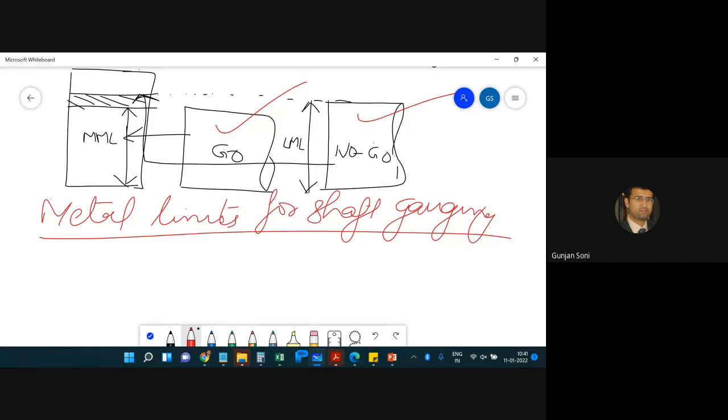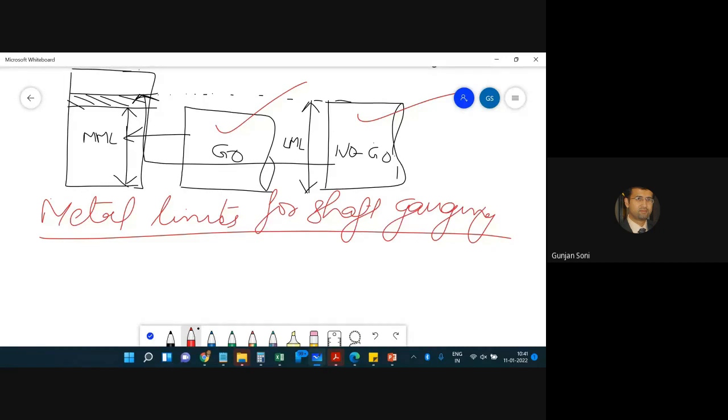Yeah, I'm looking at it. Let's see how many of you have sent it. So 6. Adnan has sent it. Okay. On one side you made go gauge, and another side you made not go gauge.